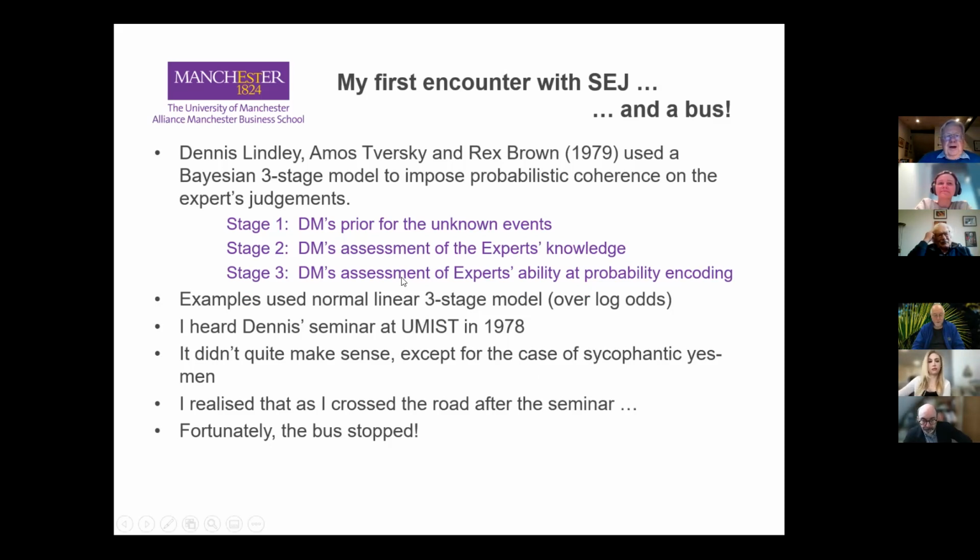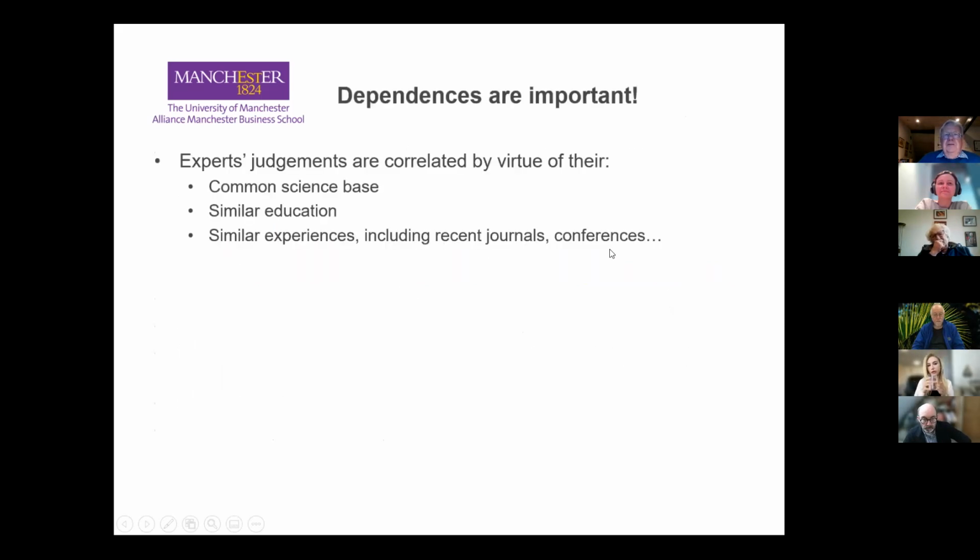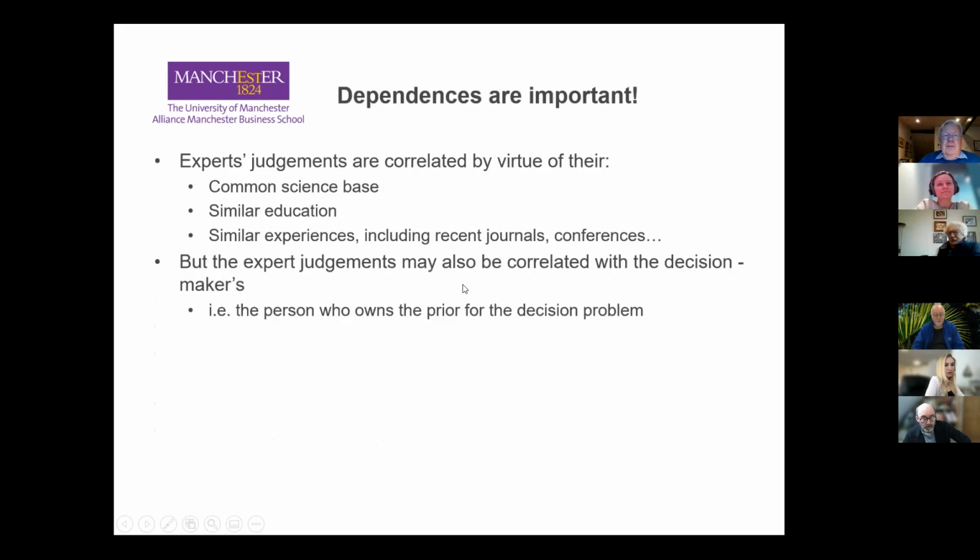And I went back to work and started working on the idea of expert judgment, recognizing that there was a lot of dependencies floating around. Expert judgments are correlated by virtue of their common science base, similar education, similar experience, including reading recent journals, conferences, and that sort of thing. But the decision maker may have done that. There are plenty of problems that we work with where the decision makers aren't ignorant peasants who listen to their experts. They know they're not uniquely expert in the topic, but they have a lot of knowledge. And so I was worried about that.